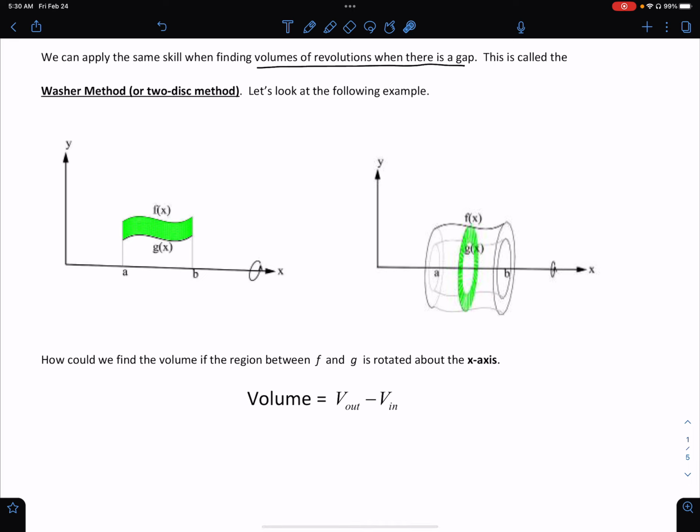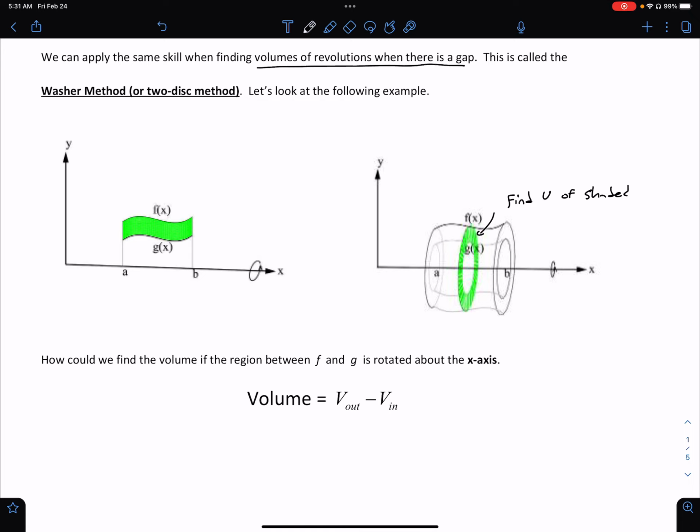But the volume part that we want, the solid part, is only the region that's being revolved between f of x and g of x. And if you notice, it's going to form this little washer. That's why we call this a washer. A washer is just a circle with a hole in it. And what we want to do is find the volume of only the shaded part, to be more exact.